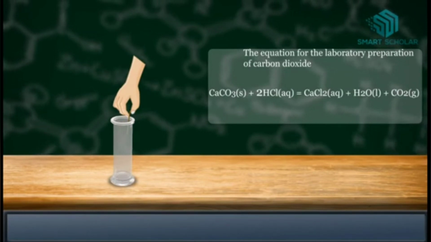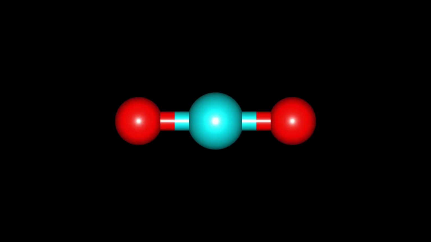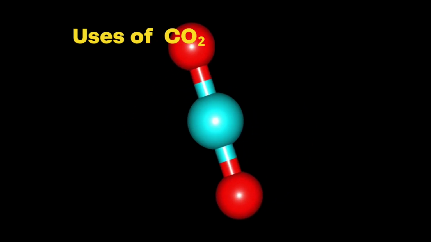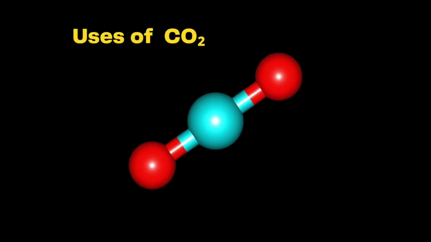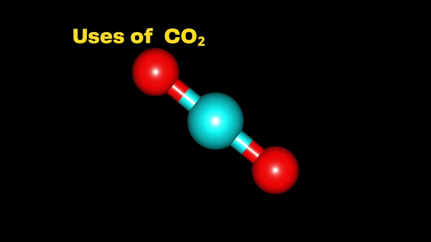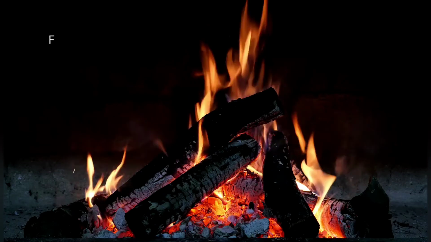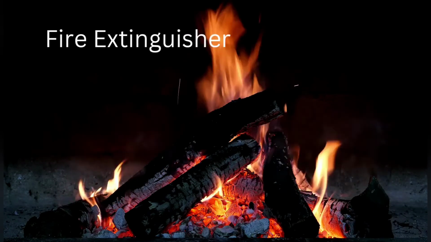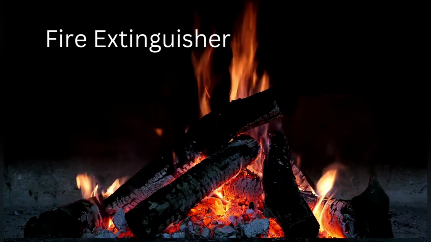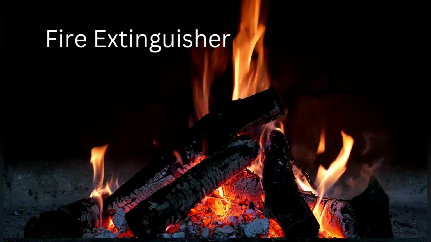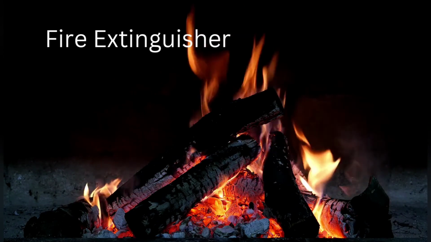Take note of that. Uses of carbon 4 oxide. Carbon 4 oxide is very useful because it does not support combustion. It is used extensively as what? Fire extinguisher. Remember I said when it is cooled, it solidifies into what you call dry ice. Yes, because of its inability to support combustion, it is used as a fire extinguisher.